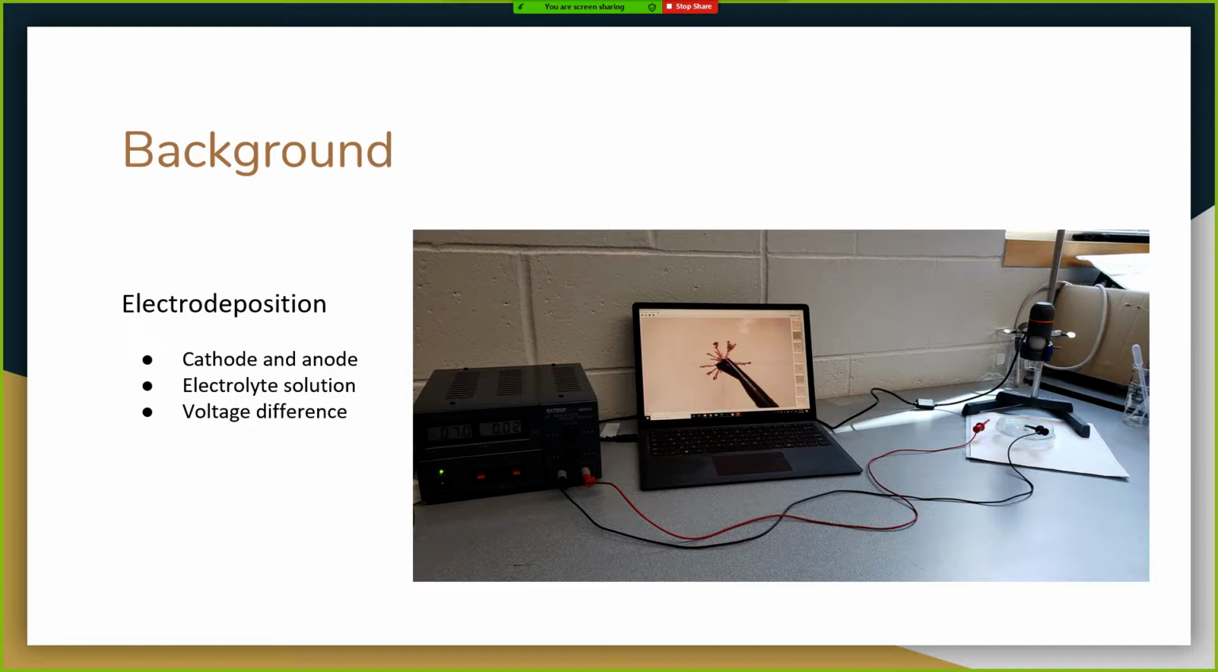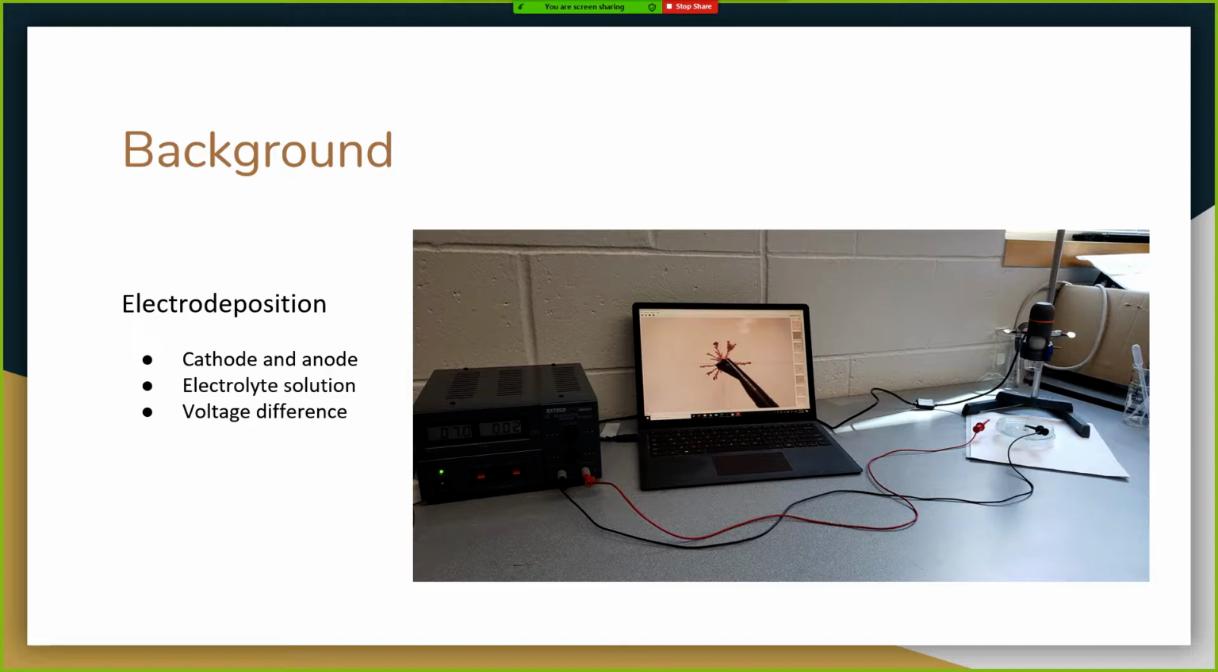So just a little bit of background on what electrodeposition exactly is. It consists of a cathode and an anode, some sort of electrolyte solution, and a voltage difference. So it consists of putting the cathode and an anode in the solution itself, and just by applying a voltage difference, the ions in the solution will aggregate or form on the cathode. So this has a couple real world applications, but specifically I used it for particle aggregation.